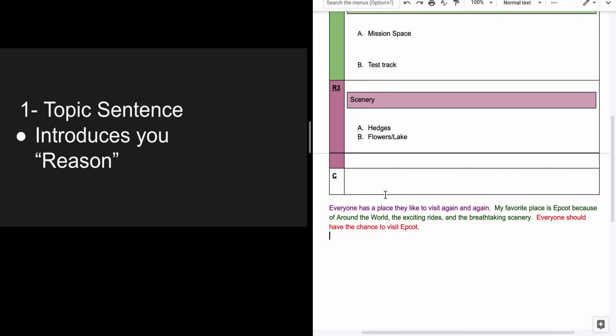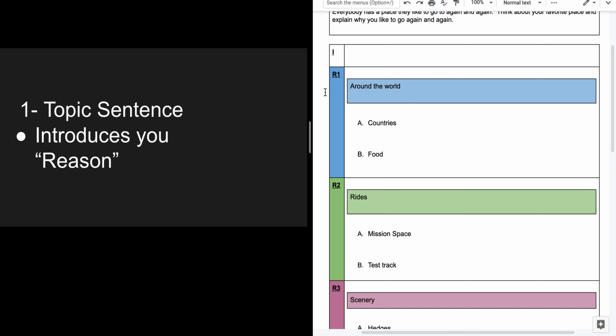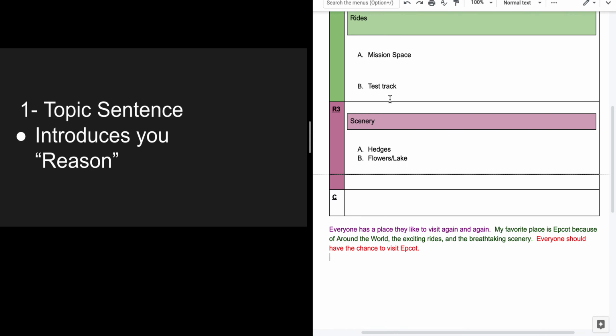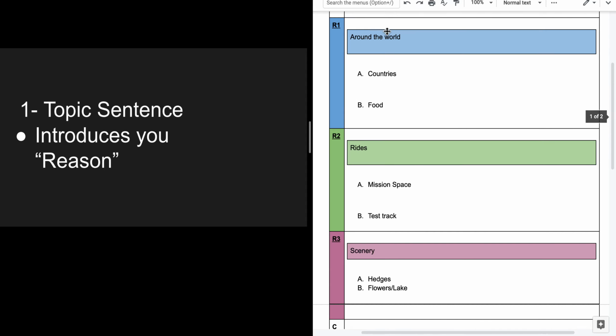Remember, it's 7 sentences. So the first thing we need to write about our R1 is Around the World. So for my topic sentence, I need to introduce Around the World. I need to tell the reader what this is going to be about. So I'm going to write, first, the place I would like to visit again and again is Epcot because you are able to travel around the world. See how right here, I introduced my main topic, which is Around the World.